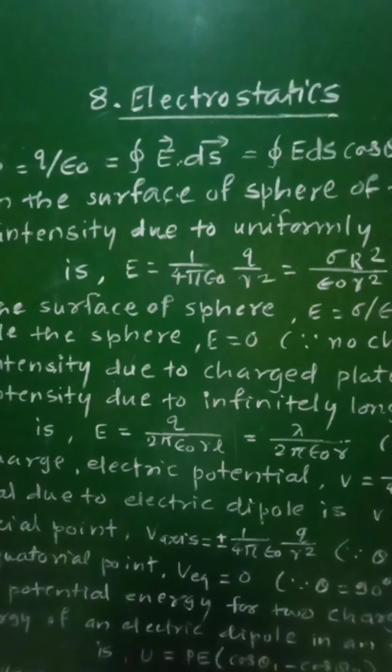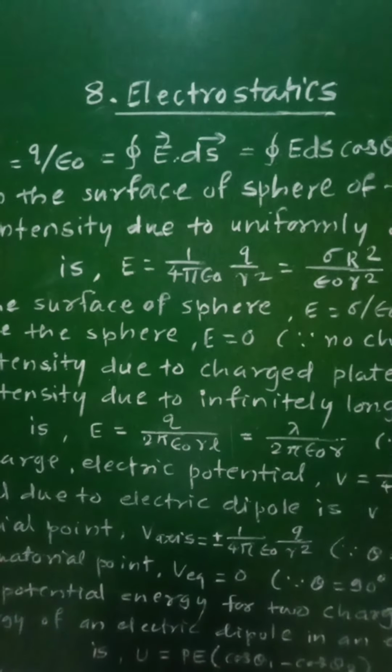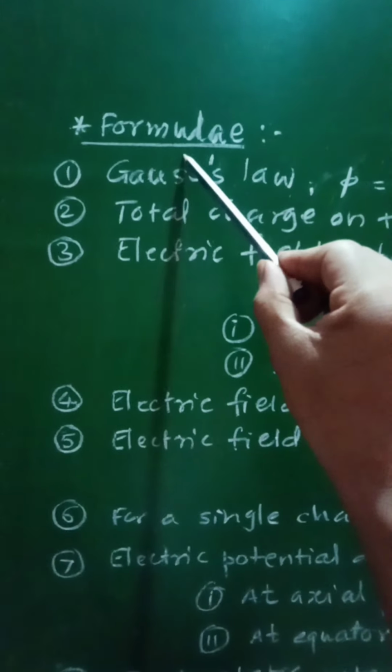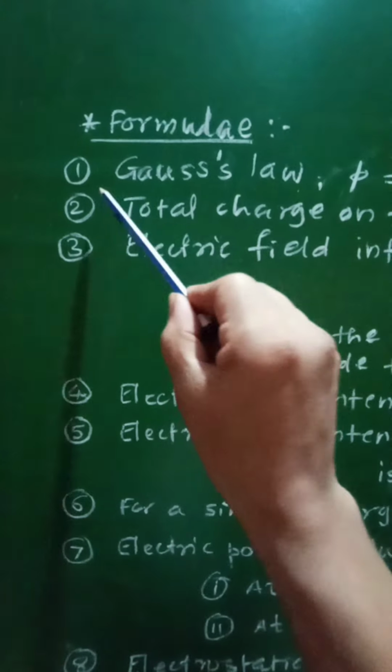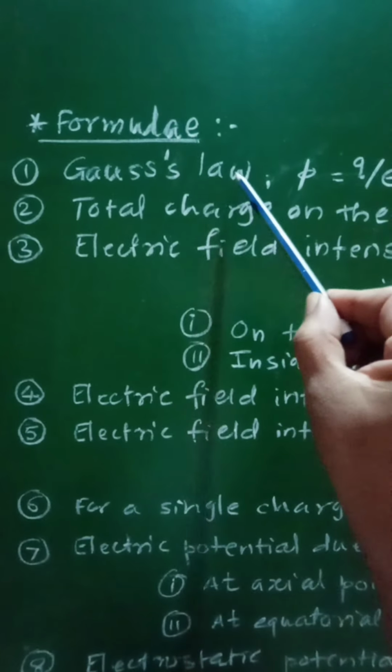Class 12th, subject physics, 8th chapter, electrostatics. From the chapter, let us see some of the formulae. First formula is for Gauss law.